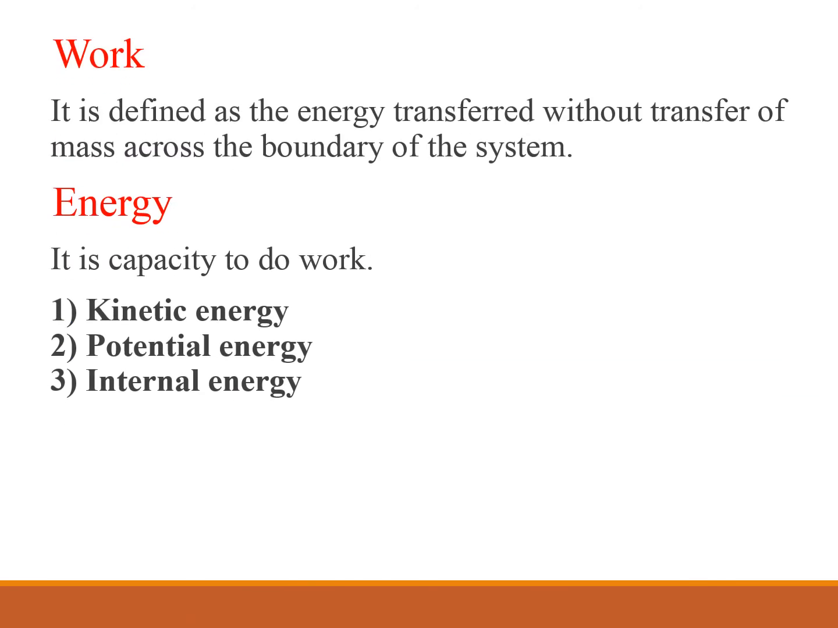Work. It is defined as the energy transfer without transfer of mass across the boundary. Means the energy can cross the boundary of the closed system in the form of heat and work. Therefore, if the energy crossing the boundary of a closed system is not heat, it must be work. Energy. It is the capacity to do work. In our syllabus, there are three types of energy: kinetic energy, potential energy, and internal energy.